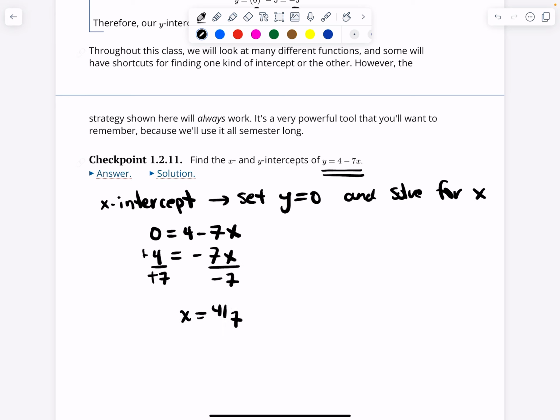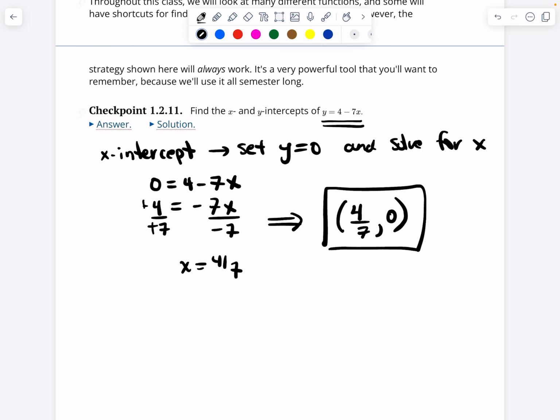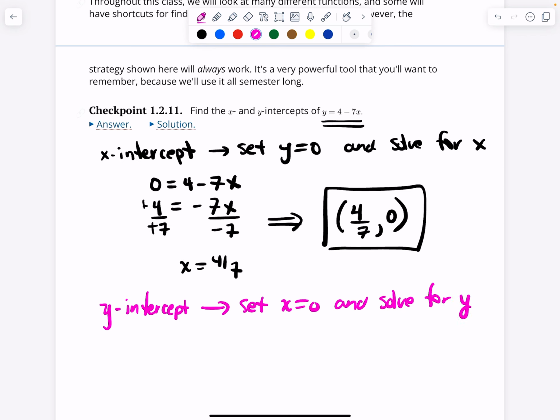That alone is not the x-intercept because remember, the x-intercept is the ordered pair: x value first, y value 0. This is our x-intercept. To find the y-intercept, we're going to set x equal to 0. Let's change colors just to distinguish it. So to find the y-intercept, we set x equals 0 and we solve for y. We take our equation, y equals 4 minus 7x, and plug in 0 right there.